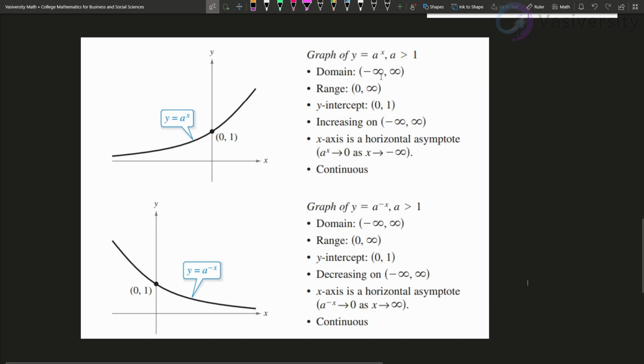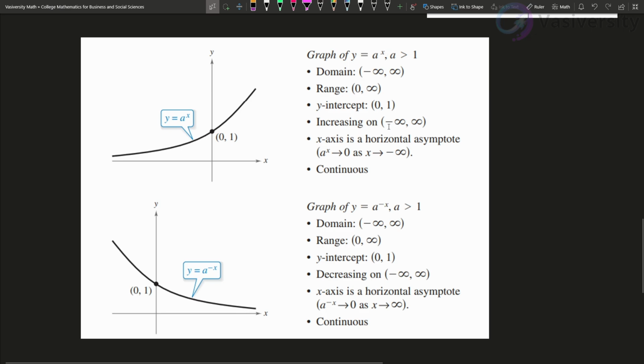So the domain is -infinity to positive infinity. The range is from 0 to positive infinity. We're never negative here. The y-intercept is always at (0, 1). It's increasing, because the value is positive and the power is positive. There's no negative in front of it, so we're not enforcing any negative sign in front.